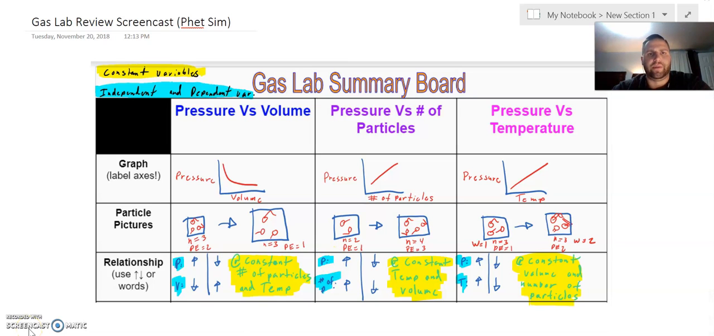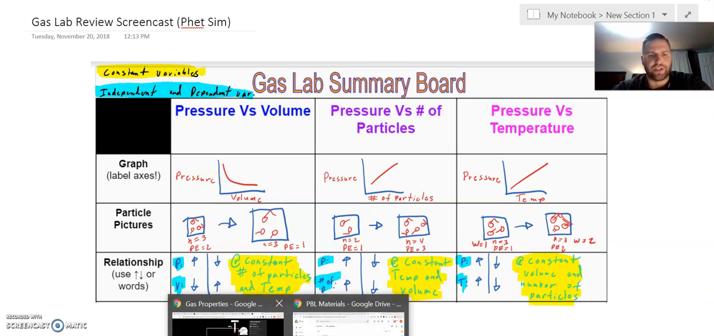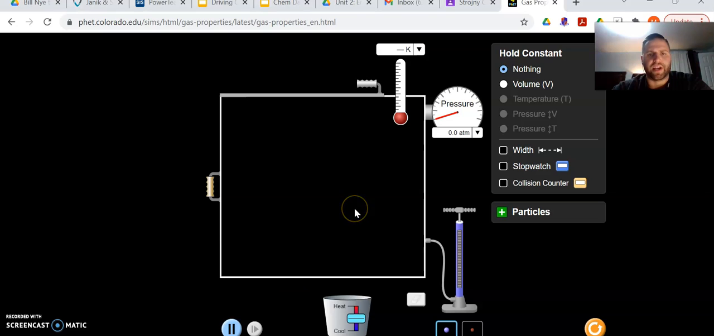The pressure versus volume lab was the first lab that we took part in. Let's go ahead and look at the constants. The two things that we didn't change were the number of particles and the temperature. What we did change was the volume, and we recorded the pressure changes that went with it. Let's try to simulate this in the PhET simulation and give you an idea of what we're talking about here.